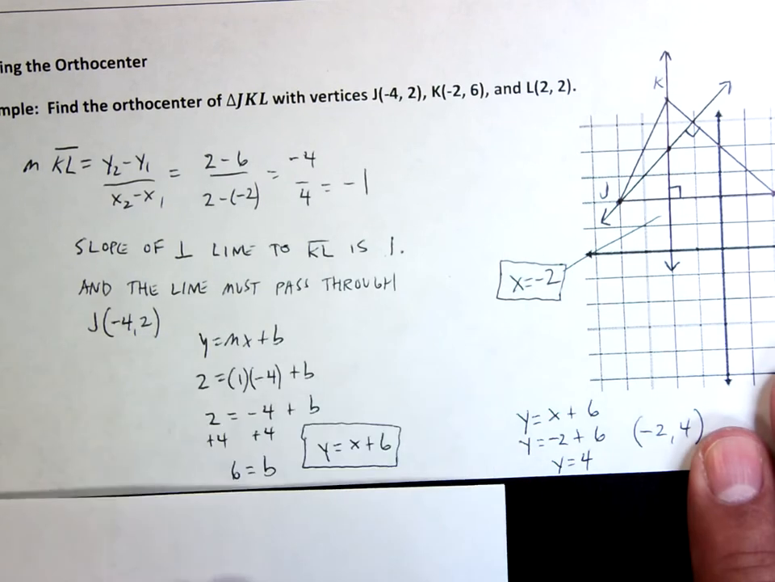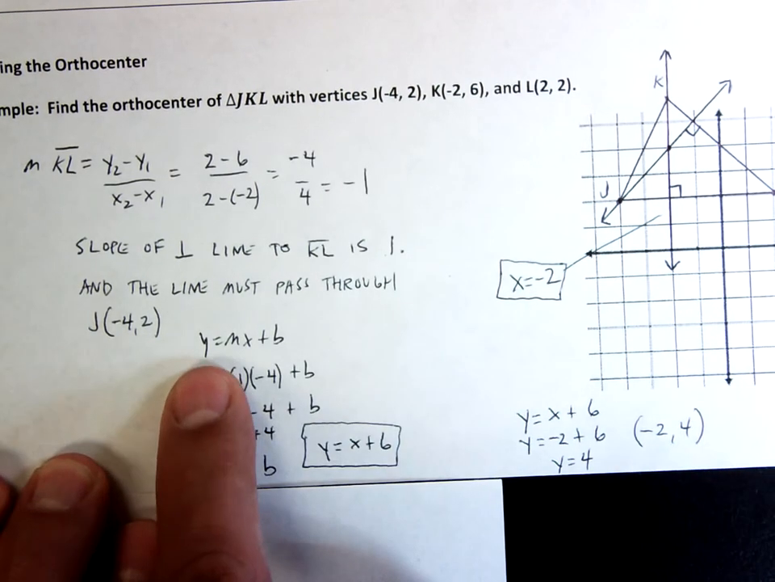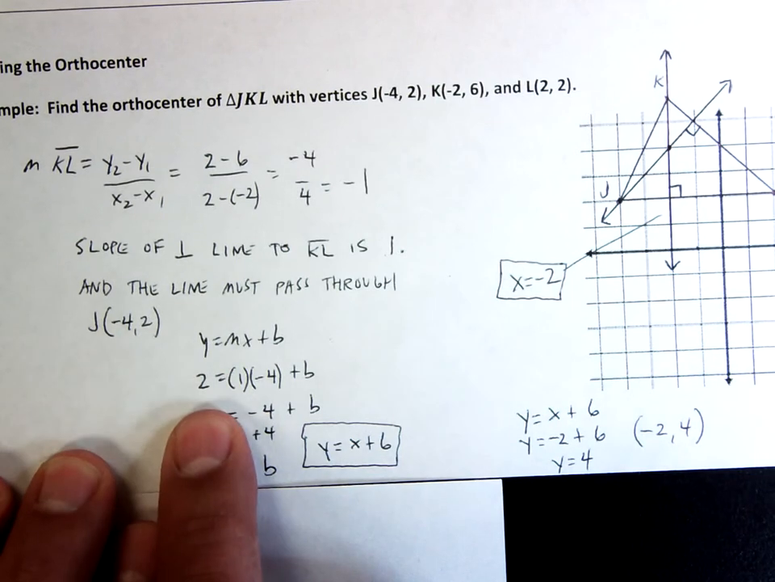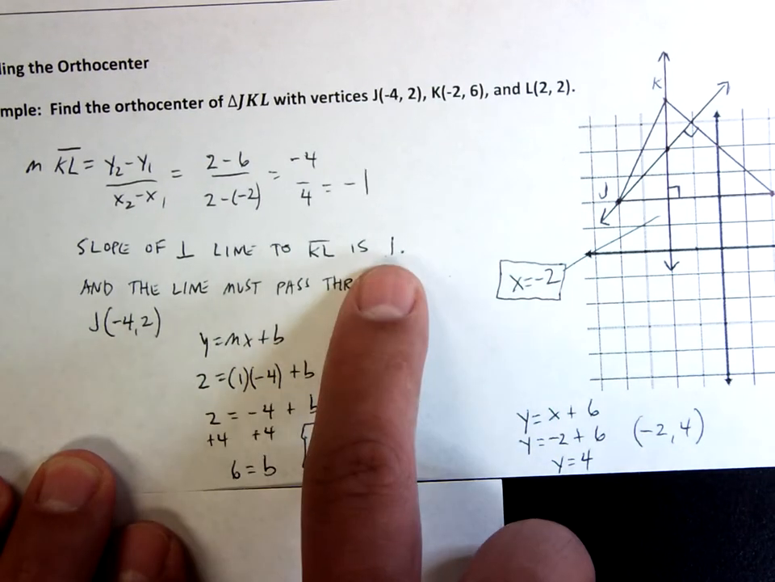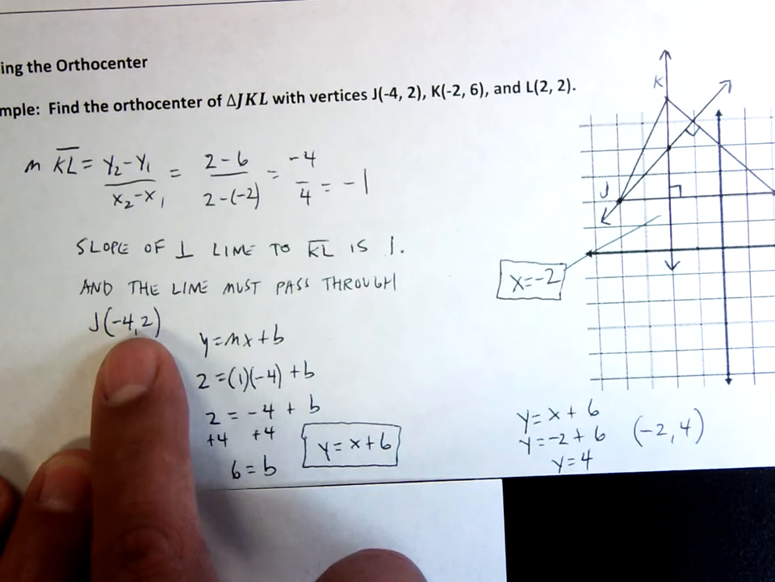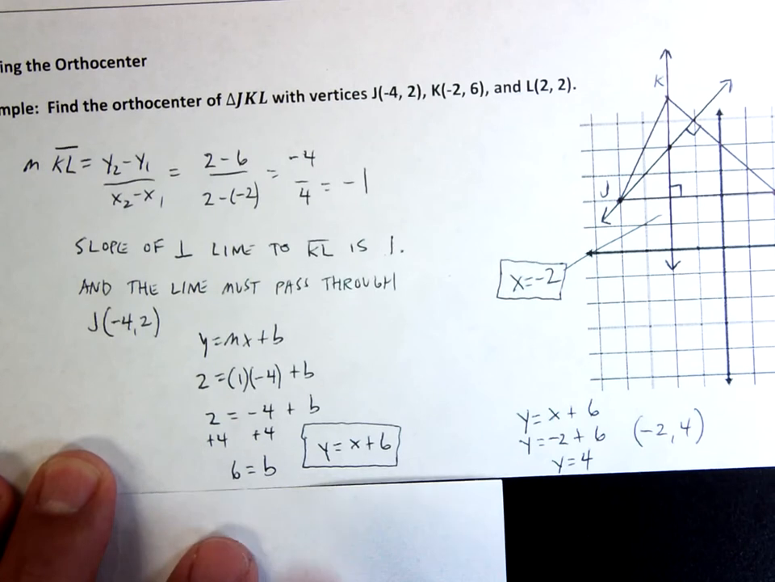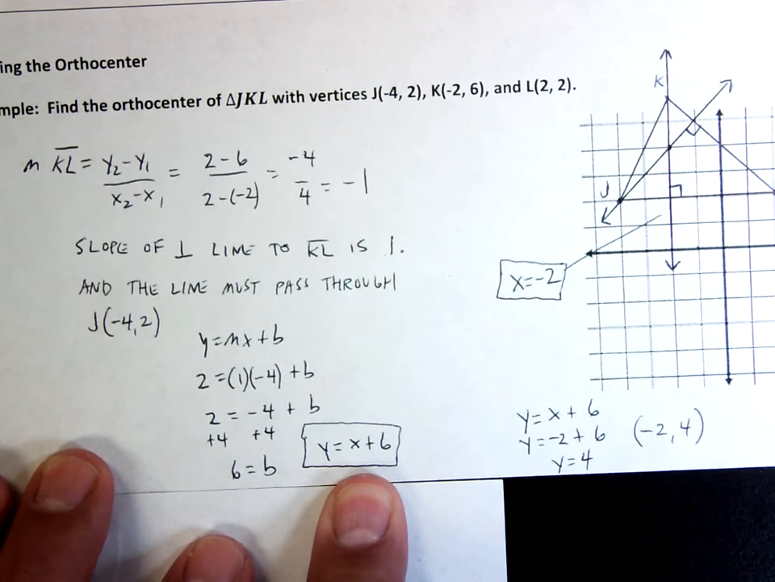And then I just plug in. So I use y equals mx plus b. The y that I'm going to use is the 2 from point J. The m I already got. The x, going from point J, is negative 4. Plug in, add 4 to both sides, and I get that b is equal to 6. So this is the equation of another altitude.